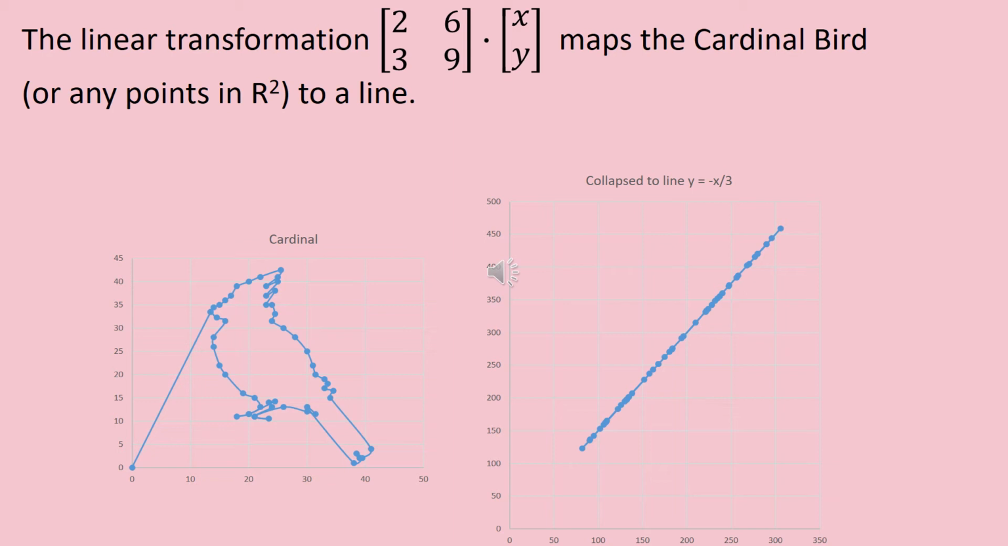But if you picked other points in R2, you could plug them into this transformation and they would form other points on that line. So the domain, what I'm mapping from, is R2. The codomain, what I'm mapping into, is R2, but the range, what I'm actually mapping to, is this line in R2.